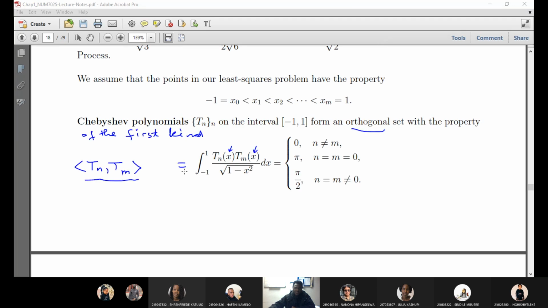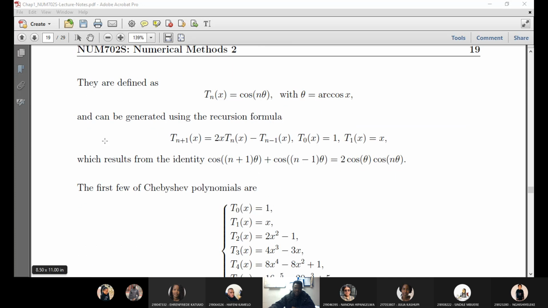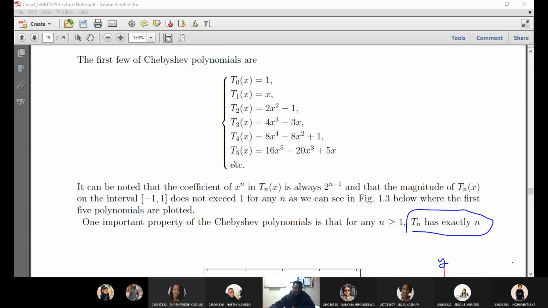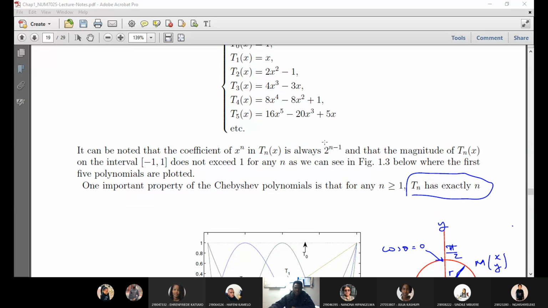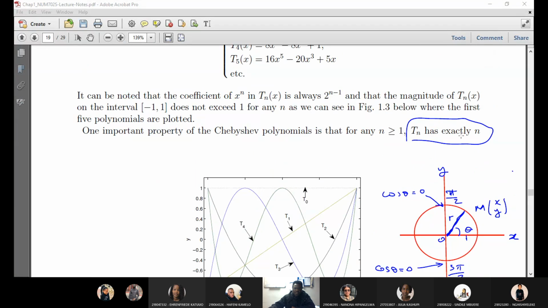Okay, so this is what we just covered. I did this already. I completed all these things. And if you recall also the leading coefficient, I showed that it was 2 to the n minus 1. Okay, now what we are going to do is show this important property.